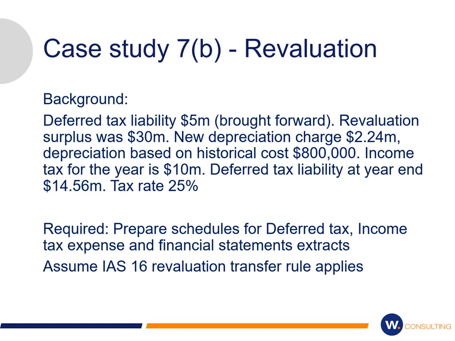So our depreciation charge is 2.24 million, of which 800,000 is historical cost, and therefore obviously the difference of 1.44 million is the depreciation that relates to the revaluation surplus. Income tax for the year we've been given is 10 million. In other words, our income tax expense is 10 million. Now we need to prepare schedules for deferred tax, income tax expense, and financial statements extract. We assume IAS 16 revaluation transfer rule applies.